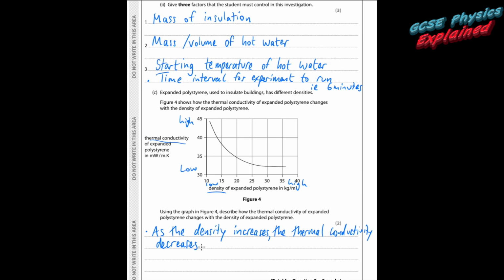Now that'll only get you 1 mark and it's worth 2. So whenever you see a curve, it doesn't matter which way it curves, you should always say non-linear for that second mark. If it was a straight line, then you say linear.